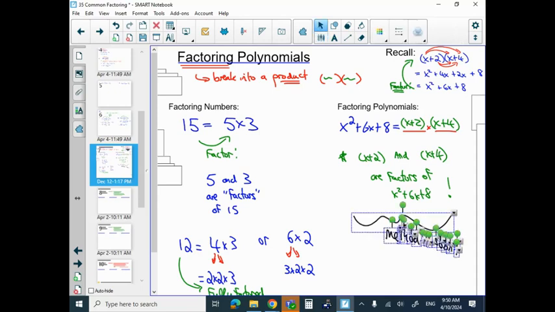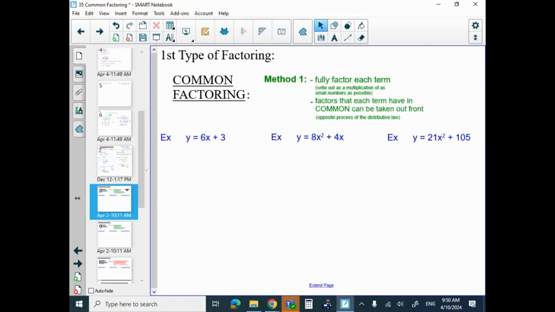This stuff we'll be able to do very soon. Okay, next lesson, in fact. But to get there, we're going to look at factoring, common factoring first. So common factoring is a simpler version of factoring. So we'll do that first to get some practice with it.